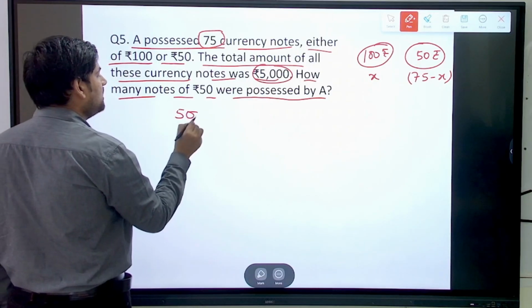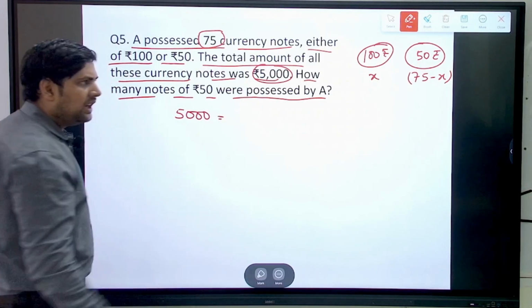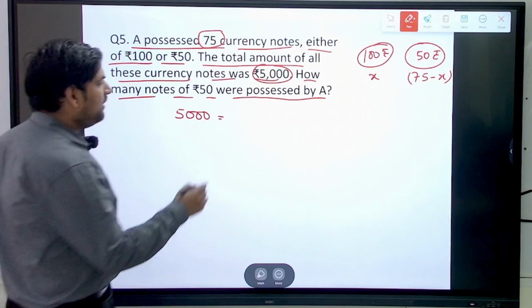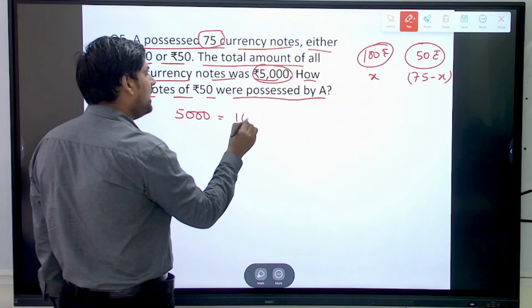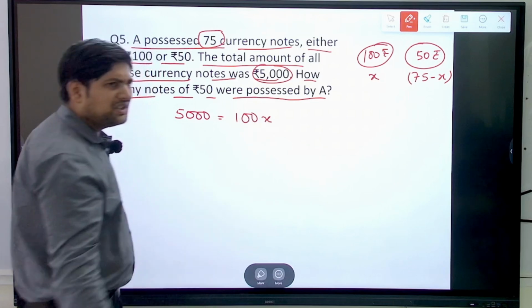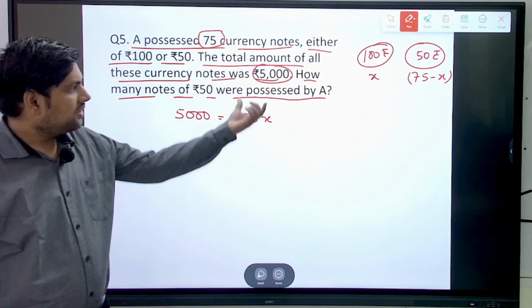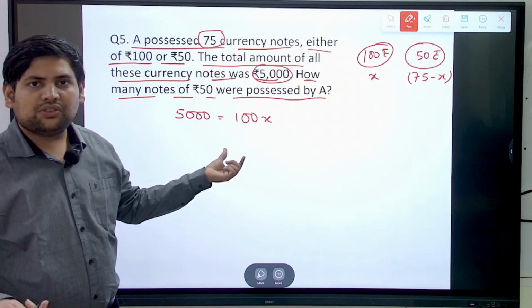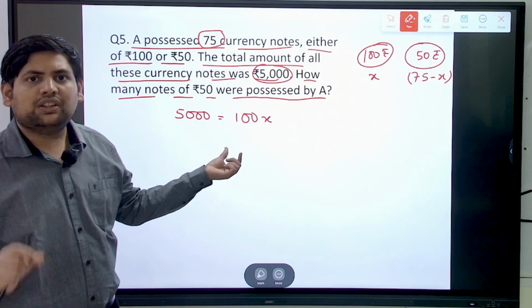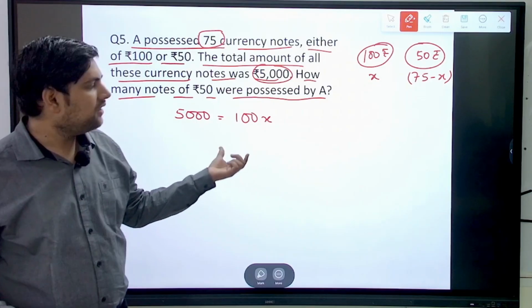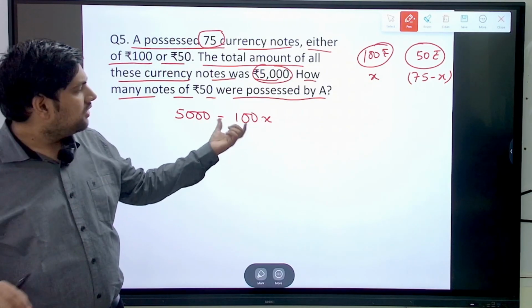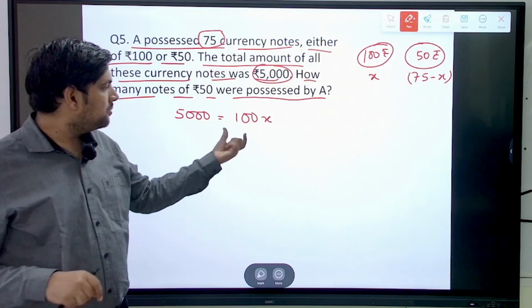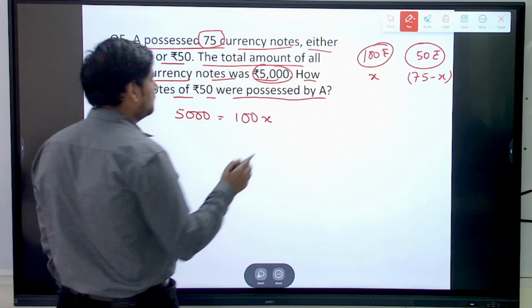So 5,000 will be equal to the money that you get from 100 rupees. If I have x notes of 100 rupees, I have 100x rupees, correct? Because that is its value. If you have 100 rupees, 3 notes, you have 300 rupees. If you have 5 notes, you have 500 rupees. That is 100 into 5. So with x notes it becomes 100x.